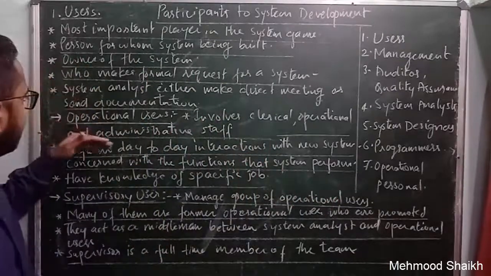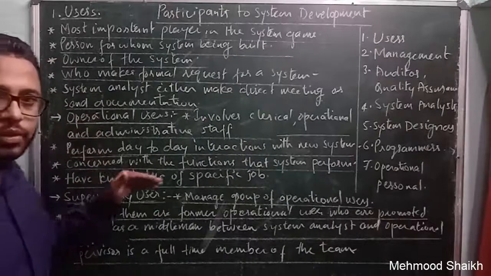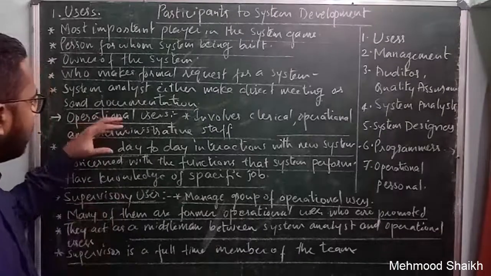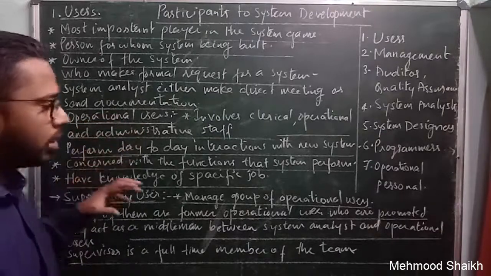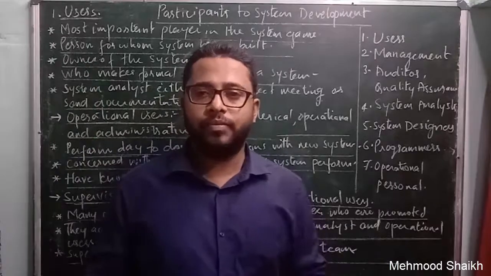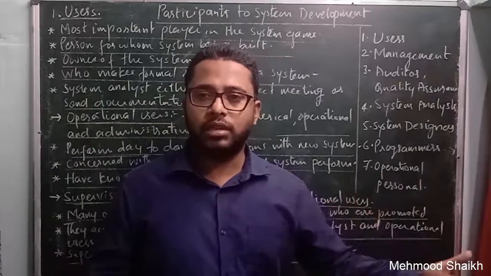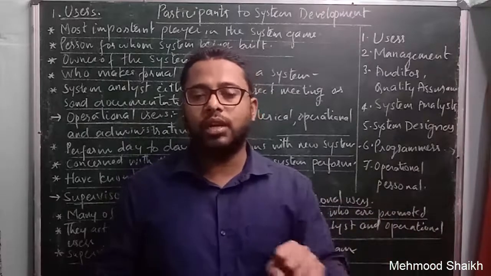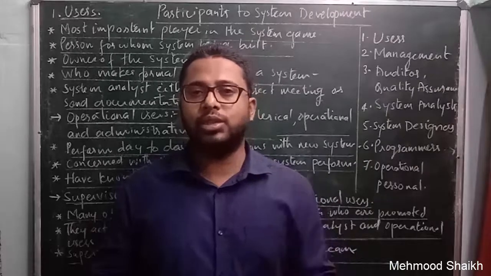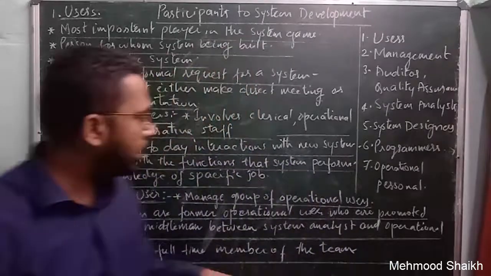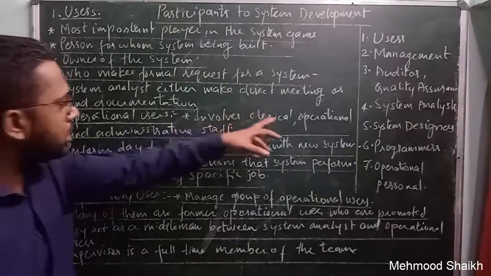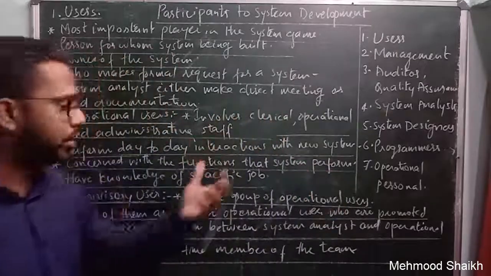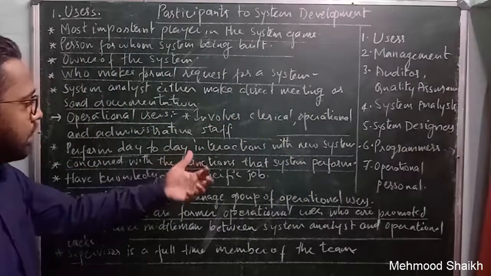Now the next point: here you can see I have listed down two types of users. The first one is the operational user and the second one is the supervisory user. What comes under operational users? All the low-level employees, various types of clerks, operational staff and administrative staff come under the operational level users, whose work is to perform day-to-day activities. That's what is mentioned here: involves clerical, operational and administrative staff. These types of users come under the operational users and perform day-to-day interactions with the new system.